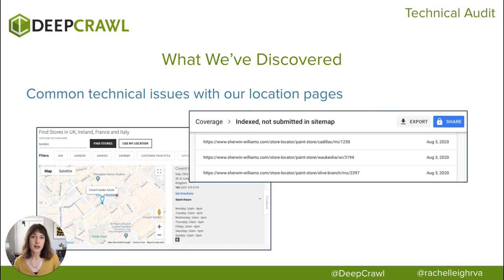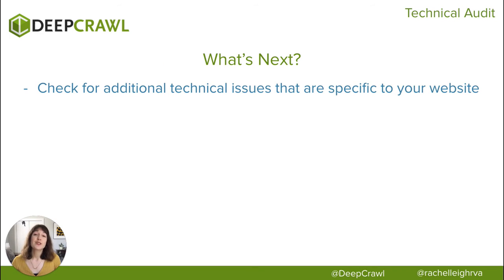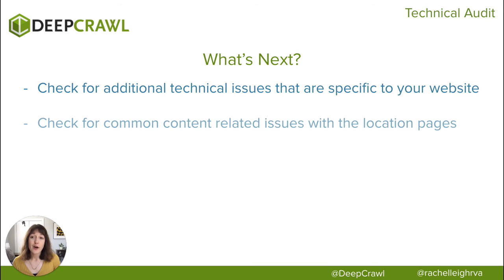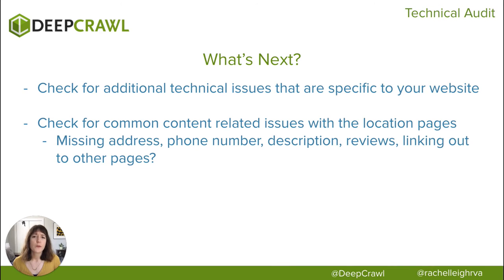All right, so what have we discovered in step 1? We've discovered common technical issues with our location pages. So what's next? I've only scratched the surface of technical issues that you may see with location pages, so make sure you're checking for additional technical issues that are more specific to your website. I also did not really cover common content issues that we see. So make sure that you're checking out common content issues with location pages as well. Amanda Jordan did a presentation at Local Search Summit that I think is really beneficial if you're looking for a starting point for common content related issues with location pages. But some things to consider are missing address, phone number, descriptions, reviews, or links out to other pages.